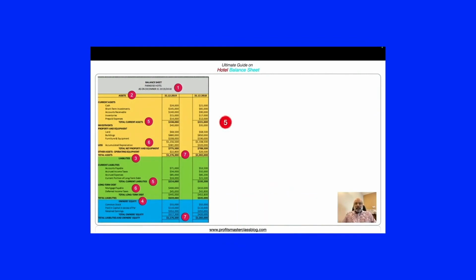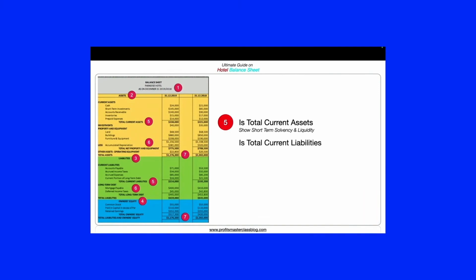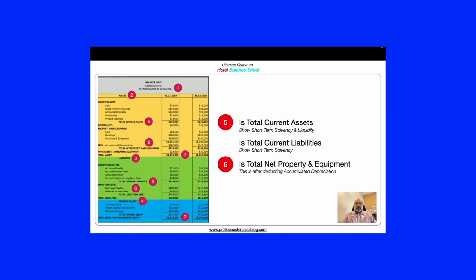Getting into number five. Number five is actually total current assets, assets which show short-term solvency and liquidity. So total current assets are on the one hand and total current liabilities on the other. Number six is about net property and equipment, which we saw earlier, which is the cost of property and equipment after deducting accumulated depreciation from it.